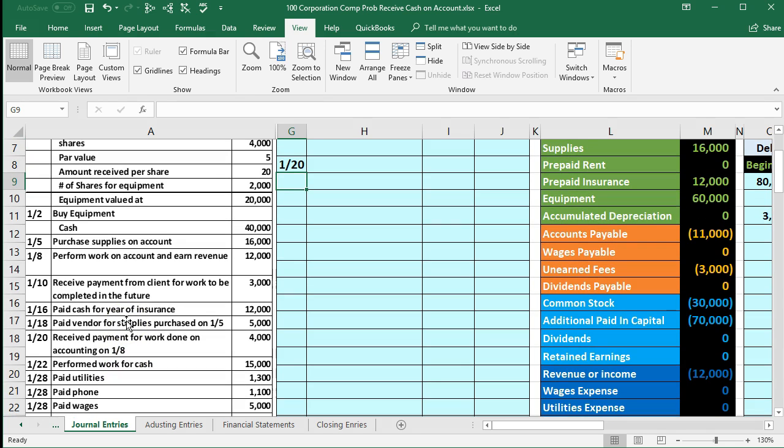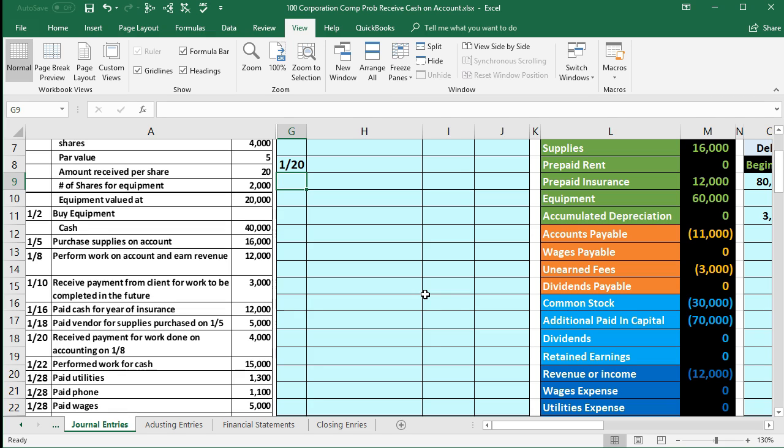So if we scroll back up, we tell the story here. January 8th, performed work on account and earned revenue. What does that mean in terms of a book problem? Obviously, in real life, we would kind of know what's going on here because we would get a payment, we would know why and whatnot. But in a book problem, we'd have to know these terminologies.